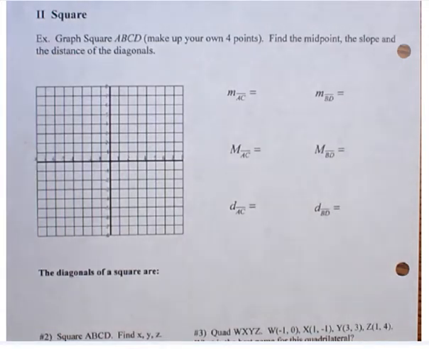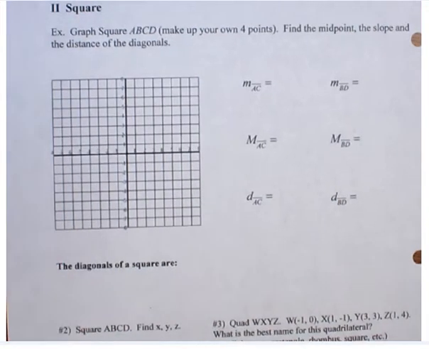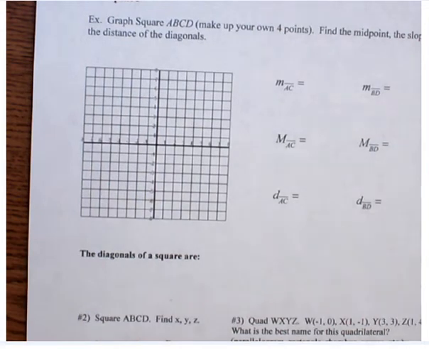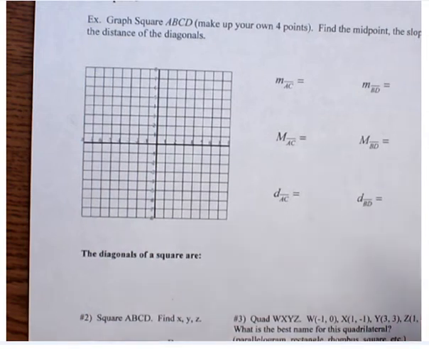Okay, we're going to start part 2 here. We're going to look at a square. Now, we're going to start again by graphing, and in this case you can make up your own 4 points. I'm going to choose some easy points. Now think about, for a square, you know that the sides are all congruent and the angles are all congruent.